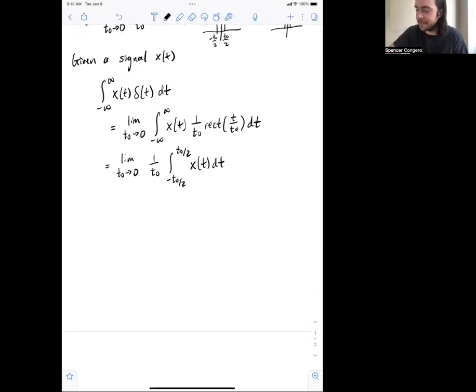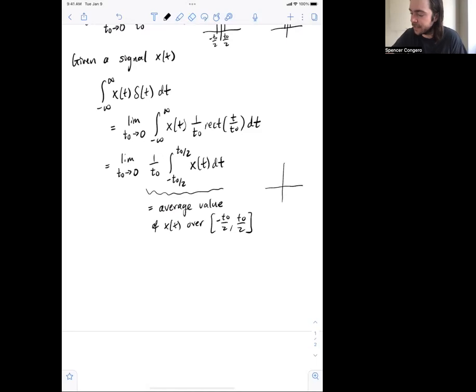Okay, so this is the expression I get, and what is this here? If you think about it, all we're doing is integrating x of t over this range that is width t naught, and then we're dividing by that width. This is just the average value of x of t over that region, negative t naught over 2 to t naught over 2. We're adding up all the points x of t in that region, integrating them, and then dividing by the length of that interval. It's just an average. So this is the average value of x of t over the interval negative t naught over 2 to t naught over 2. Okay, that's what that is.